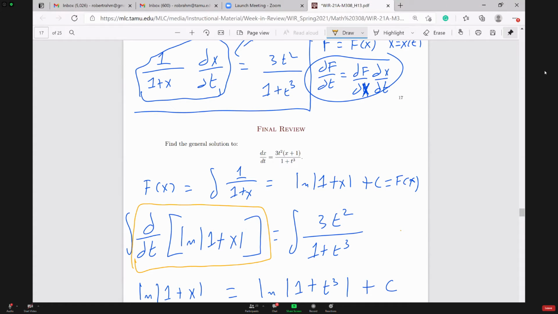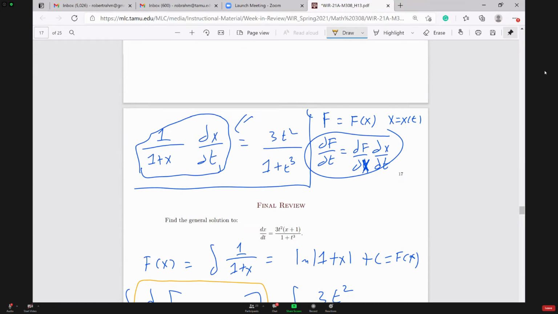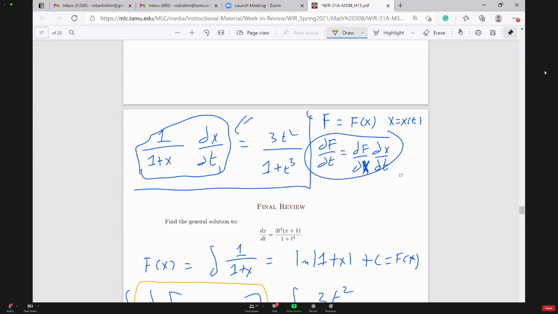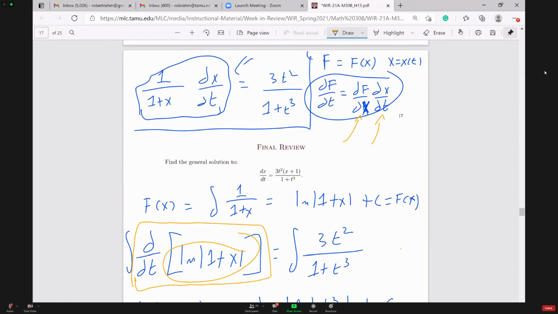Right, so the derivative of the natural log of 1 plus x with respect to t is equal to... That's what all of this discussion was up here. So if I have f as a function of x and x is a function of t, then the derivative of f with respect to t is equal to the derivative of f with respect to x times dx/dt. Okay, so f of x is equal to the antiderivative of 1 over 1 plus x, which is equal to the natural log of 1 plus x. So that just comes from that formula.